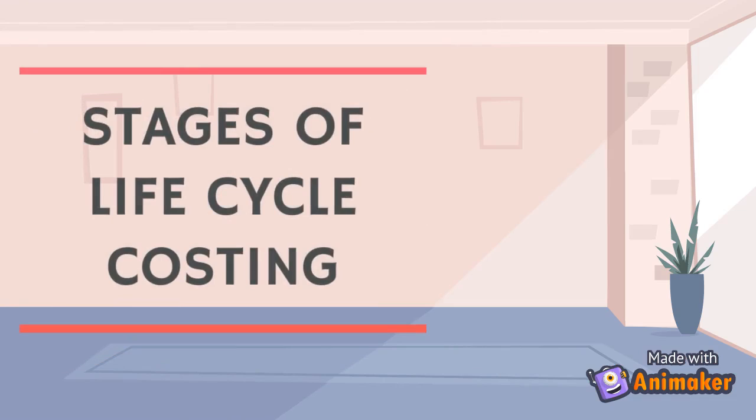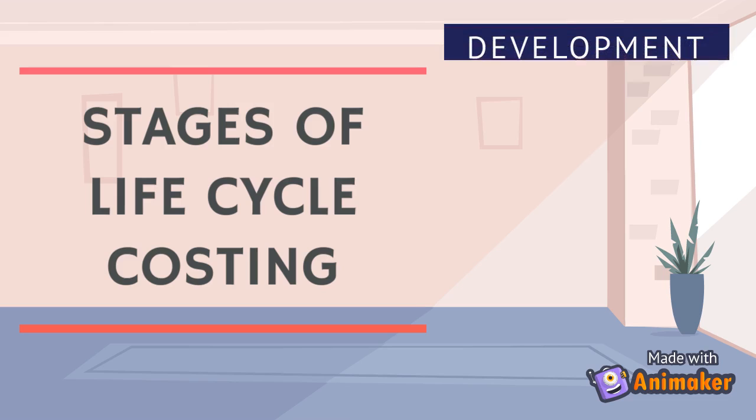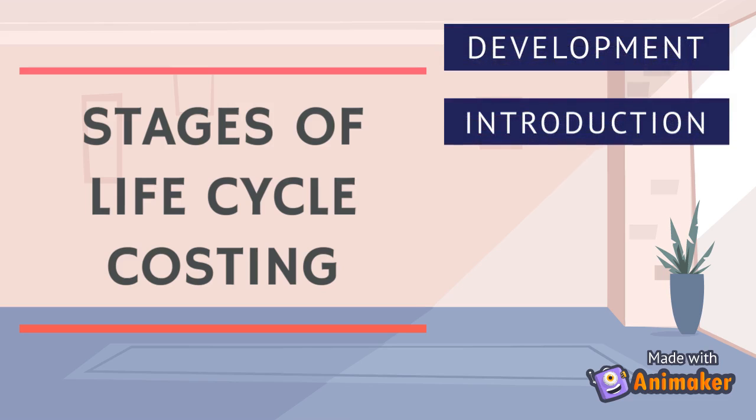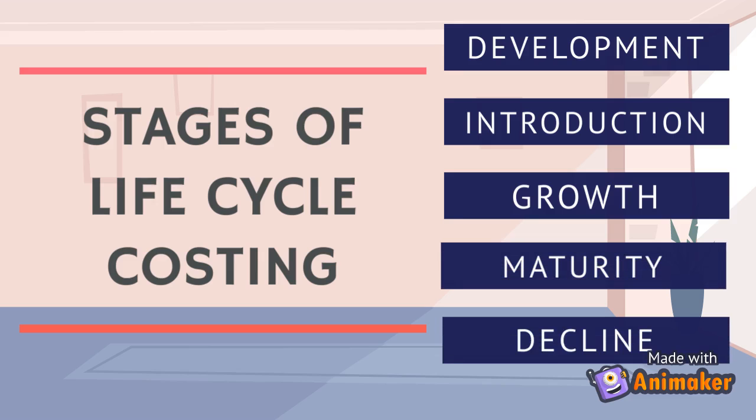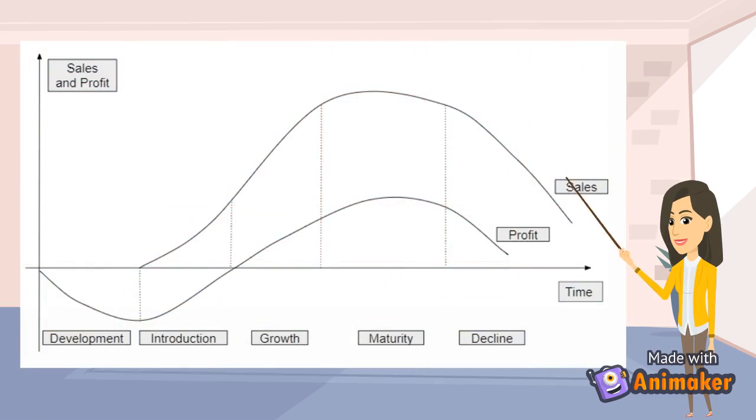Next, we will discuss the stages of life cycle costing. It consists of 5 stages, which are development, introduction, growth, maturity, and decline. This is the graph for the stages of life cycle costing. We will discuss further about it. Are you ready?